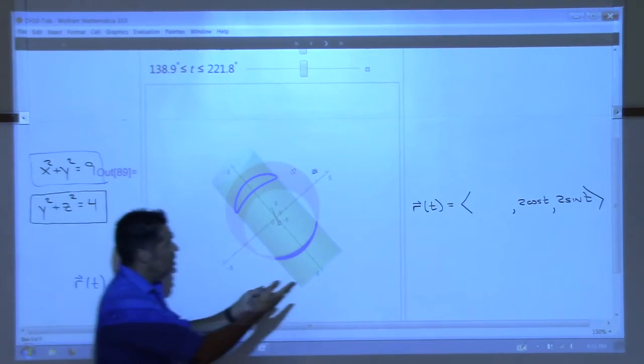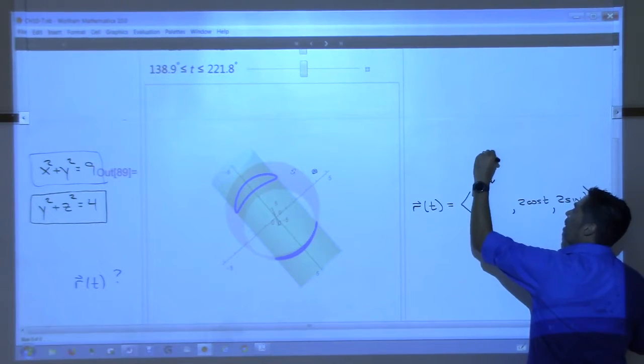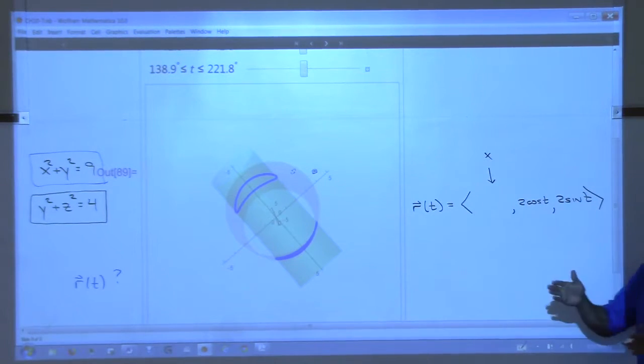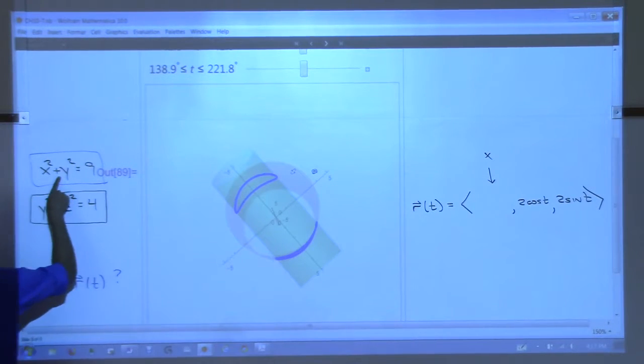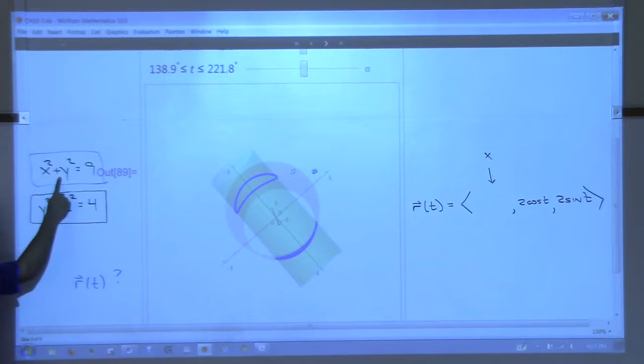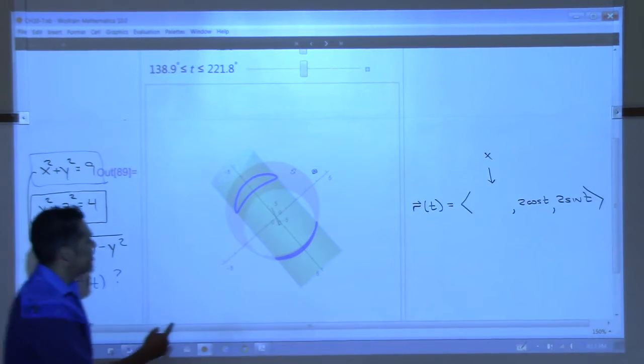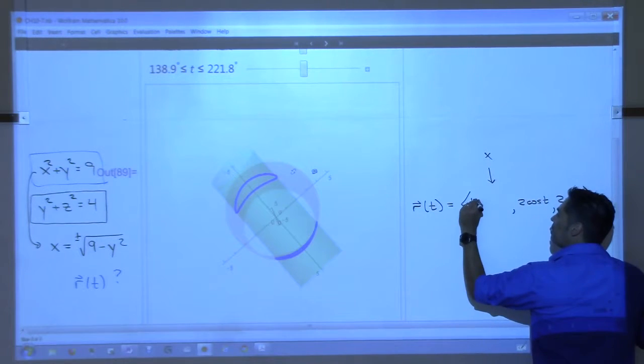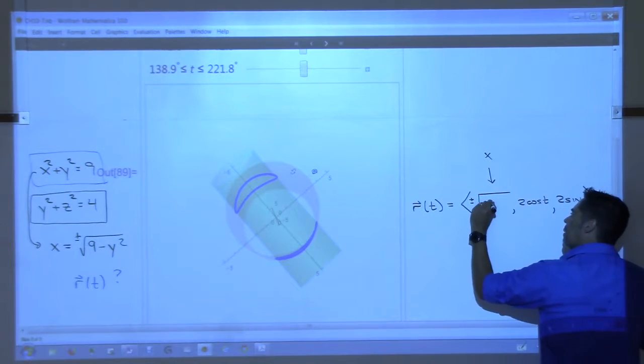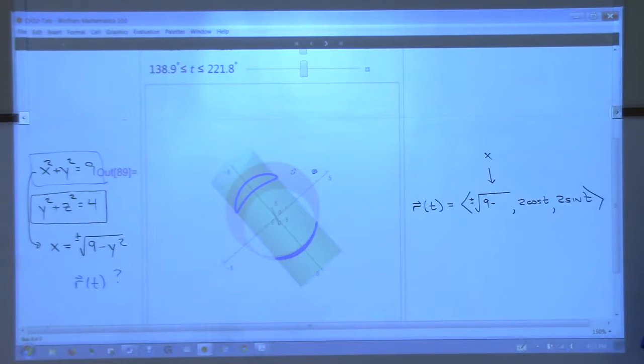All I need to know is what the x component is. To be on the bigger cylinder, all I have to do is take this and solve it for x. Let's solve that for x, and what do we get? x is equal to root 9 minus y squared, but plus or minus, right? Does it make sense that we're going to have two answers? Because we have two different curves. So this x should be plus or minus the square root of 9 minus y squared.